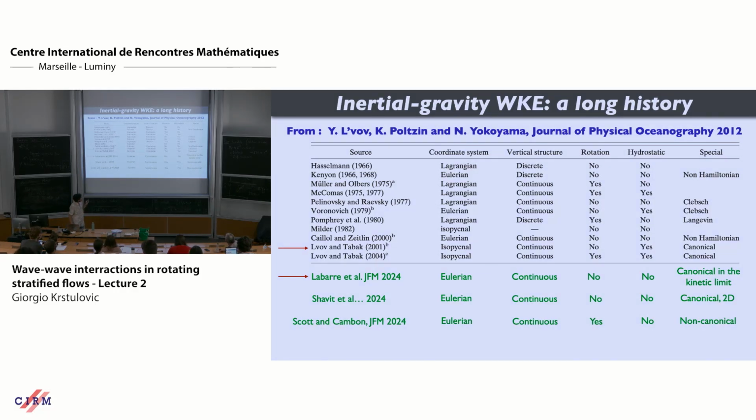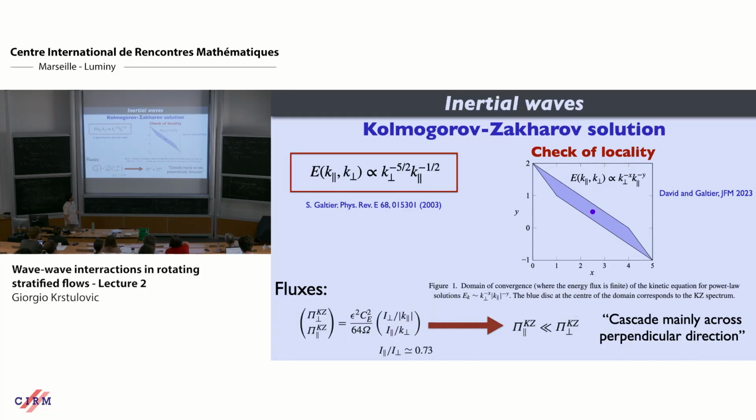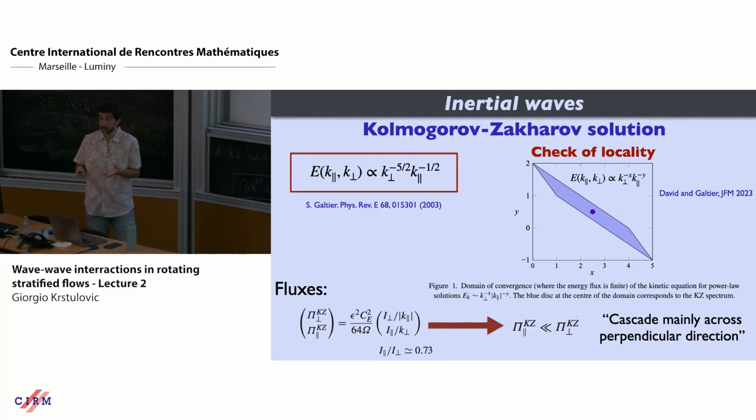But before going to stratified, I'd like to make a comment on the inertial waves. We know the spectrum thanks to a paper by Sébastien Galtier. He simply took Navier-Stokes under rotation, did the wave turbulence theory, used what is called the helical decomposition in order to get this equation, and then performed all the theory to get the kinetic equation and find the KZ solution, which has this exponent.